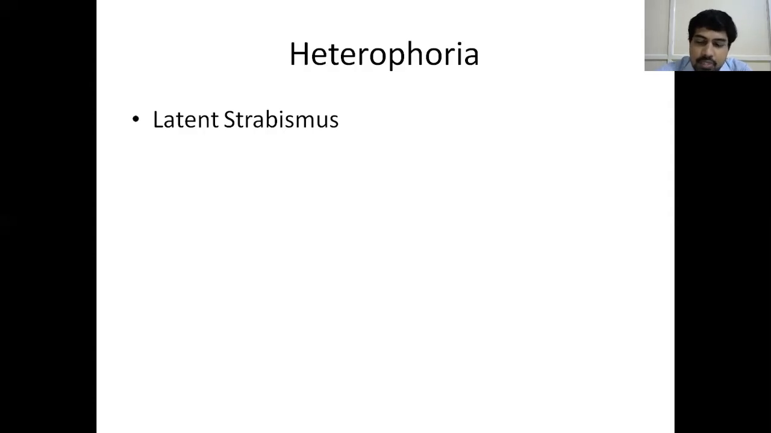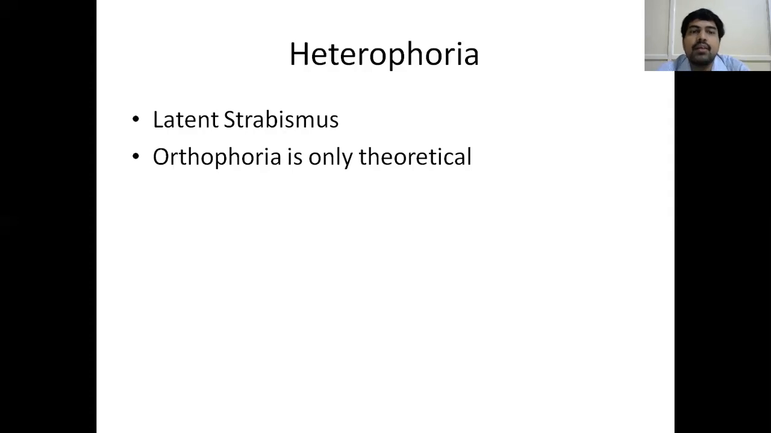That is heterophoria. So let us see one by one. It is a latent strabismus. That means it is not manifest. Only if you perform some tests, you can say that there is a squint. So it is a latent type. Orthophoria is only theoretical. Orthophoria, that is perfect alignment, perfect straight parallel visual axis of both the eyes, is only a theoretical phenomenon. Even you and me, all of us have some amount of heterophoria.